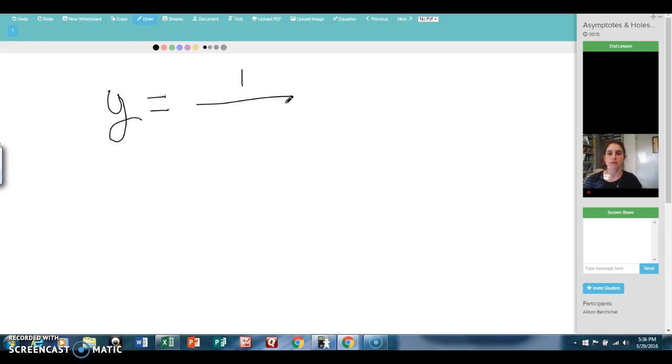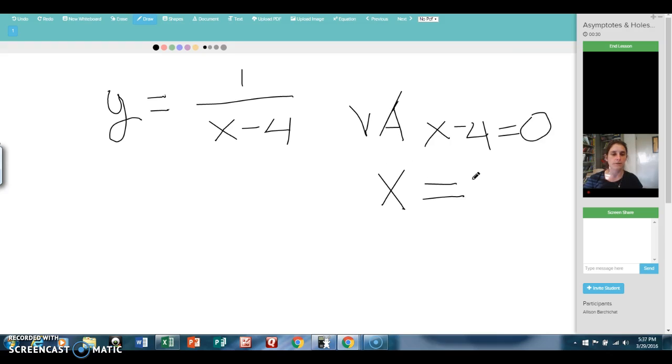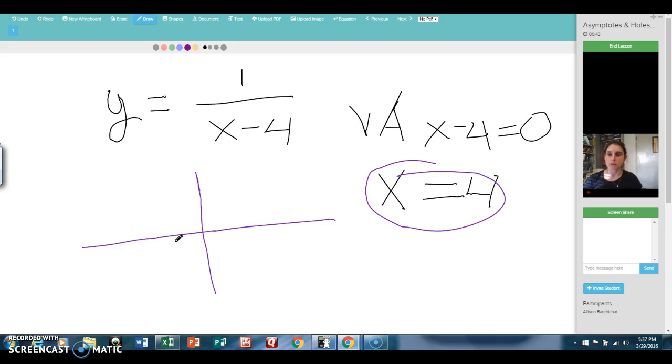So the first thing we're going to talk about will be vertical asymptotes. In this problem, to find the vertical asymptote, all we do is take the denominator and set it equal to 0 and solve it. So x equals 4 is the vertical asymptote. One thing to note here is that teachers get very upset when students just write 4 as the answer, because an asymptote is an equation.